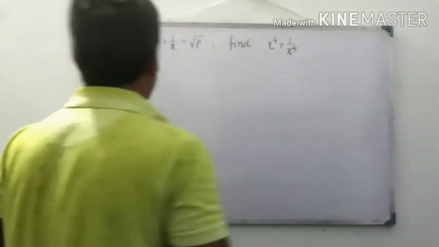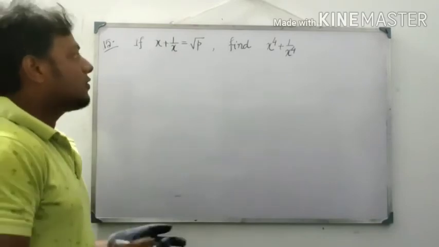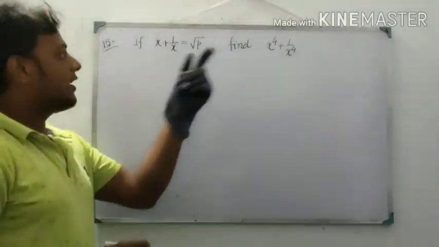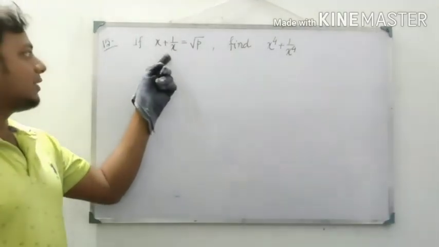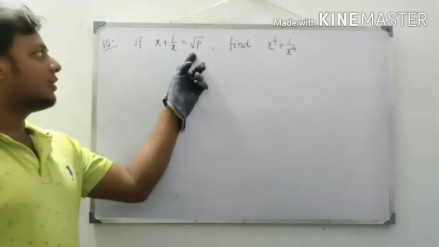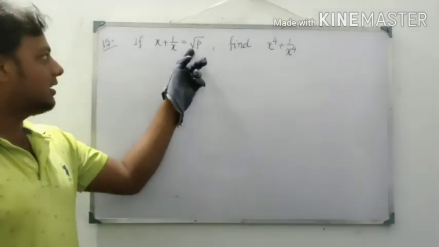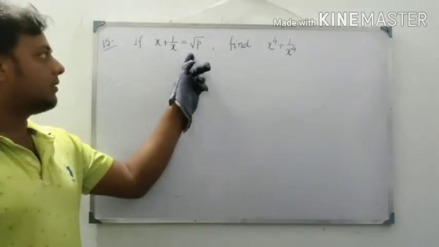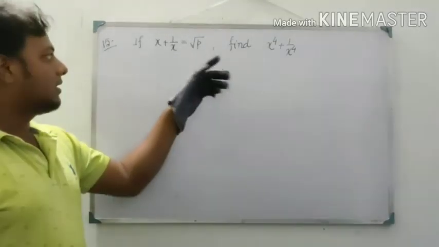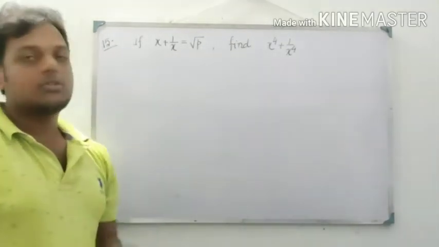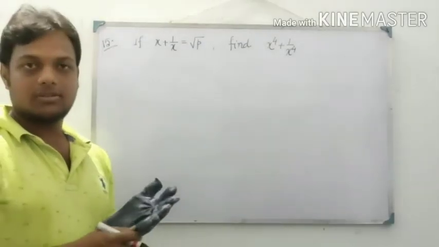Next problem, problem number 15. If x plus 1 by x equals root over p, then find x to the power 4 plus 1 by x to the power 4. Okay, here the value of x plus 1 by x is given, and it is not a numeric value. They have considered root over p, which is not a numeric value, but we can consider it as a constant number. Whatever. Find x to the power 4 plus 1 by x to the power 4. To solve this problem, we can solve it in a different way.